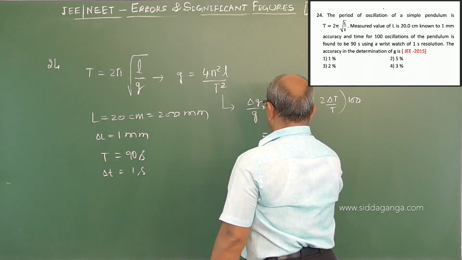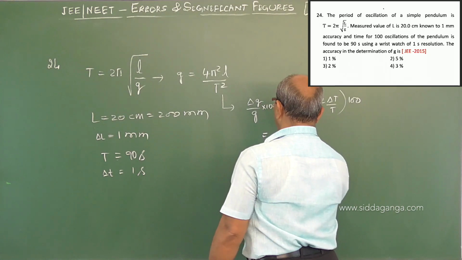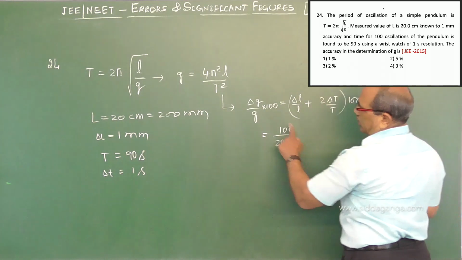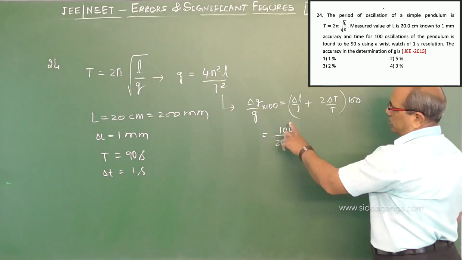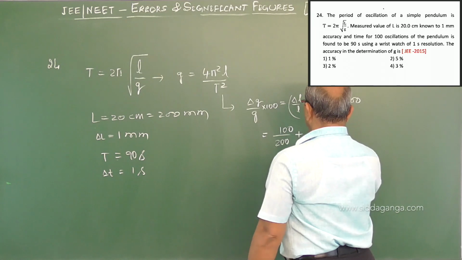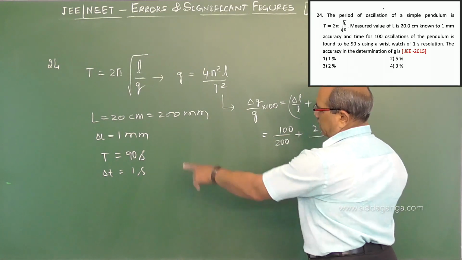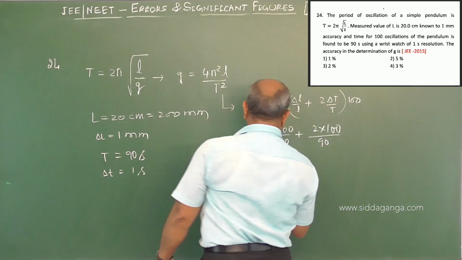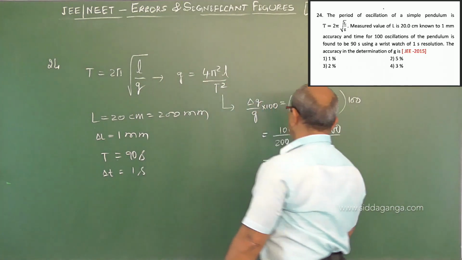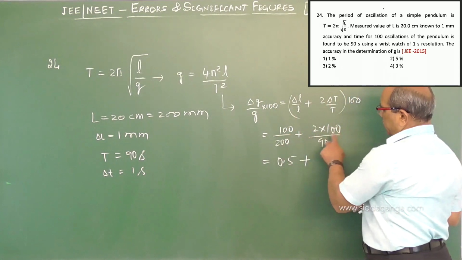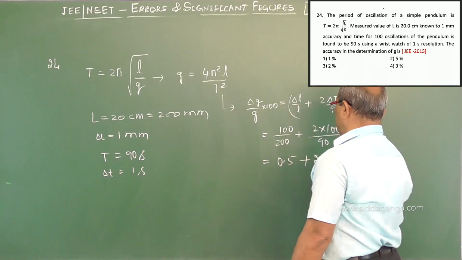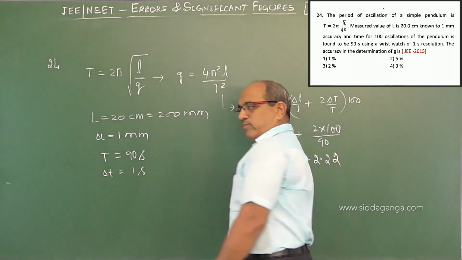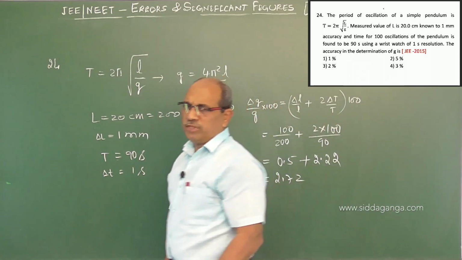Delta L is 1 divided by 200, millimeter cancelled. This 100 I take inside: 1 millimeter by 200 plus 2 into 1 divided by 90 into 100. So it becomes 0.5 plus, because of the half, 20 by 9. 20 by 9 is 2.22 like that. So 2.72. The possible answer should be 2.72.